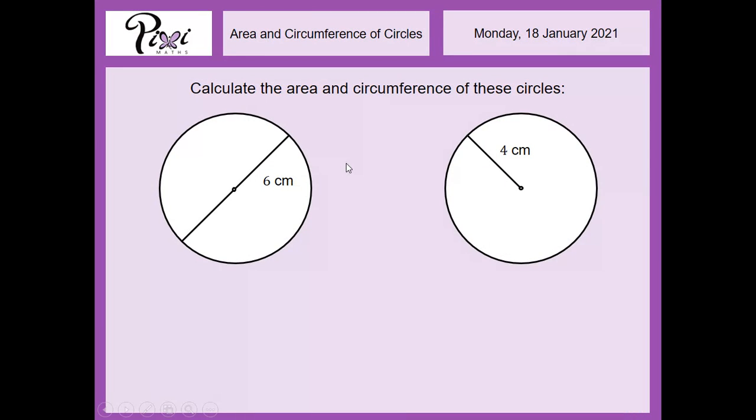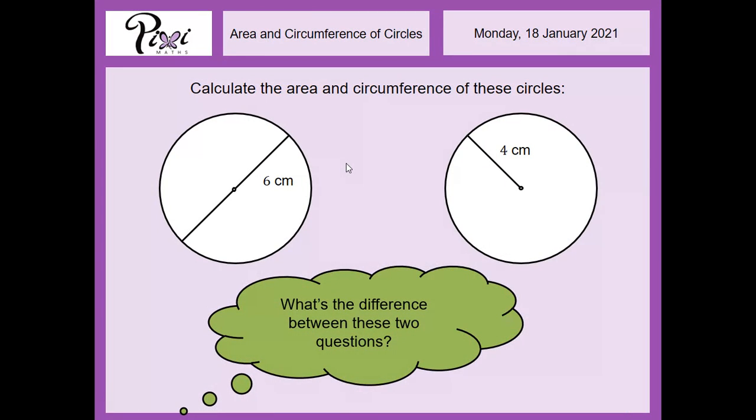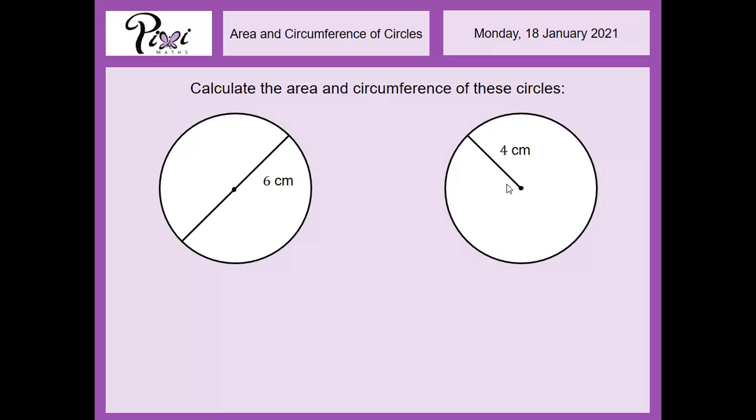Calculate the area and circumference of these circles. What's the difference between the two questions? In this question, we know we have the diameter, whereas in this question, we have the length of the radius. Notice the diameter is twice the length of the radius. Let's calculate the area and circumference of these circles.